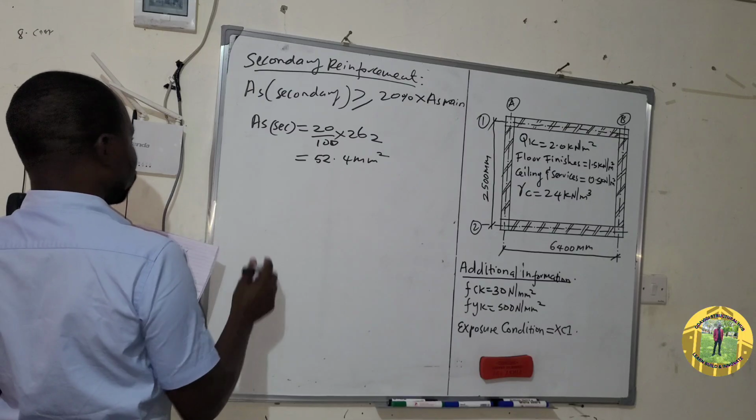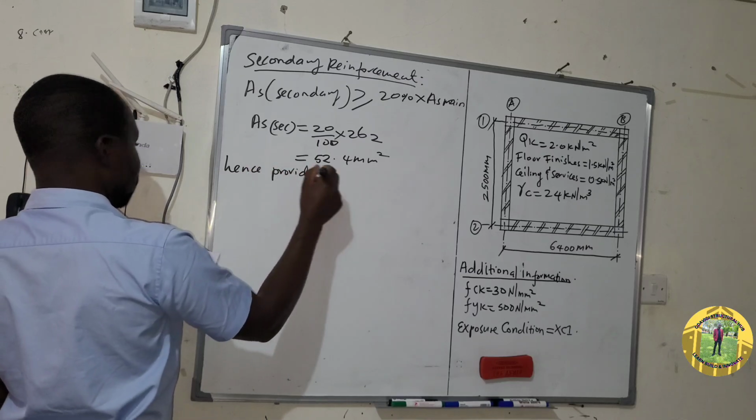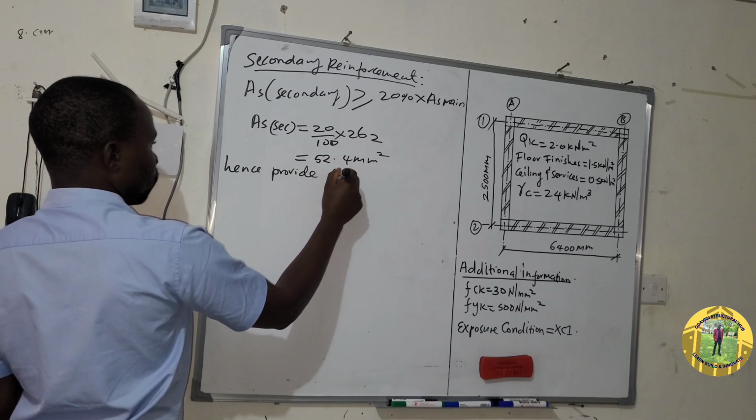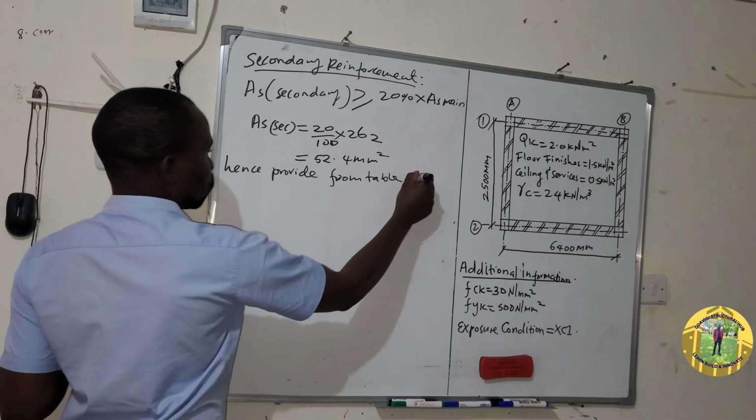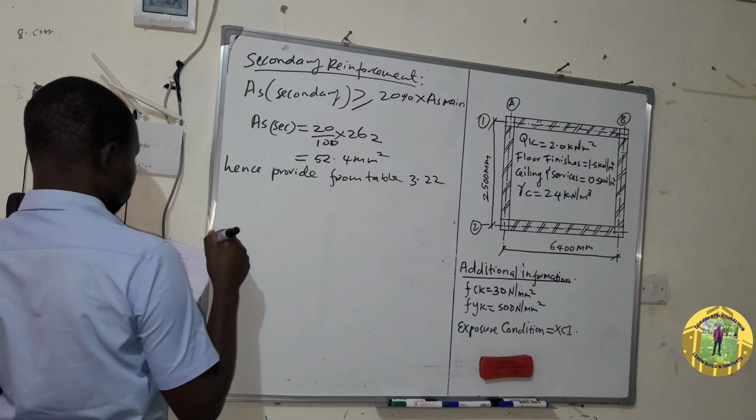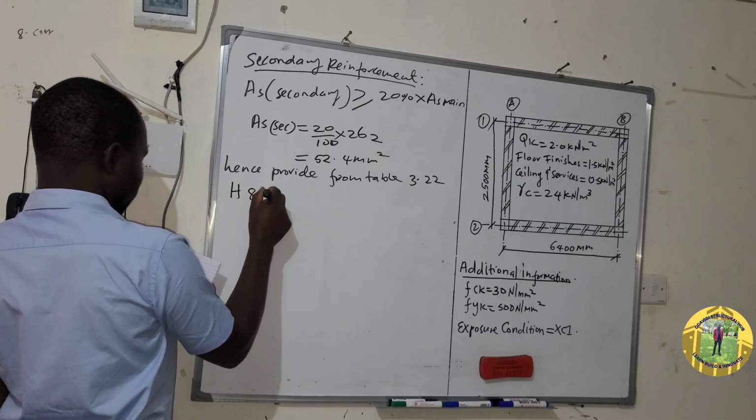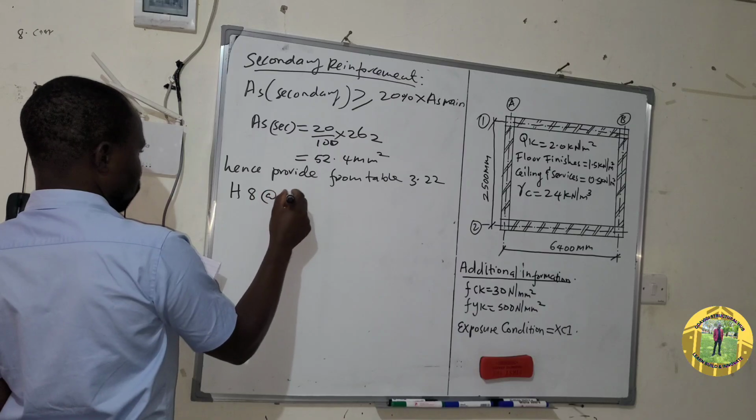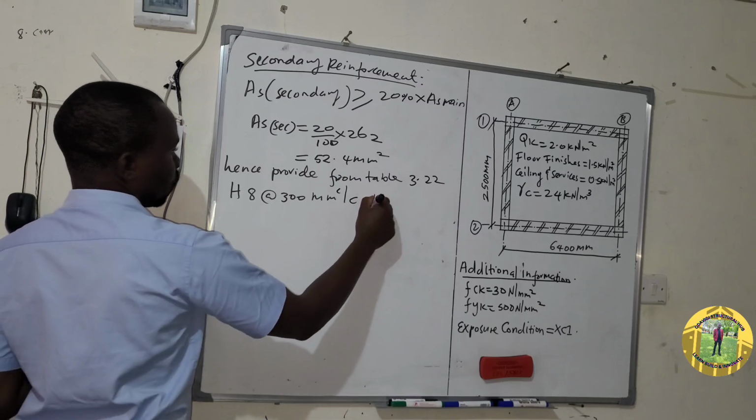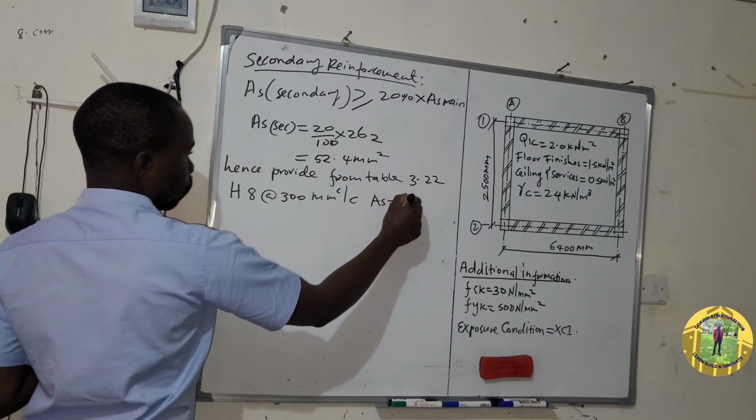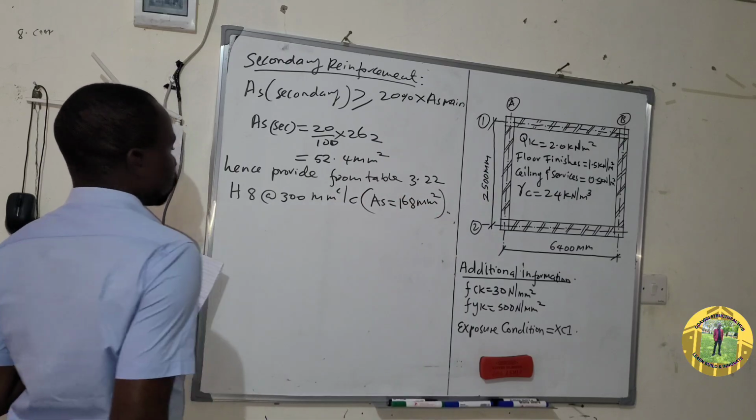Therefore, hence provide from table 3.22 H8 at 300 millimeter center to center, and area of steel provided is equal to 168 millimeter square. So that is it.